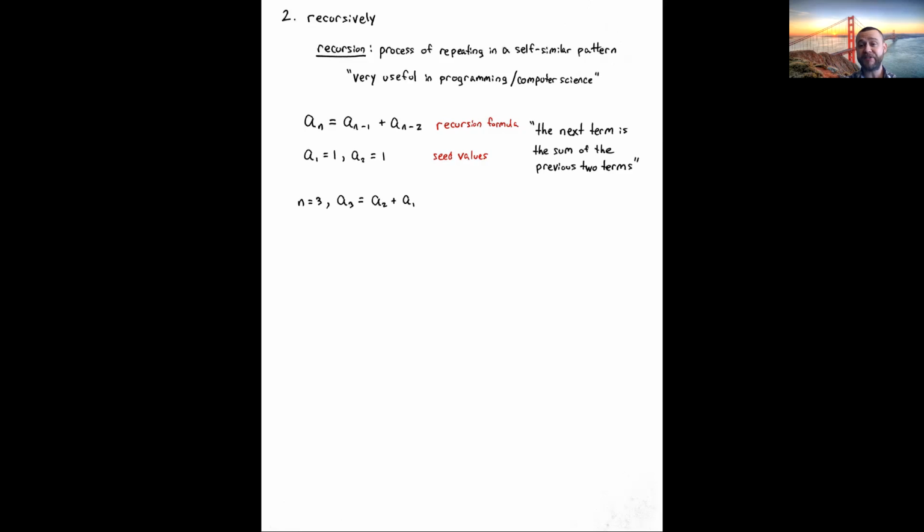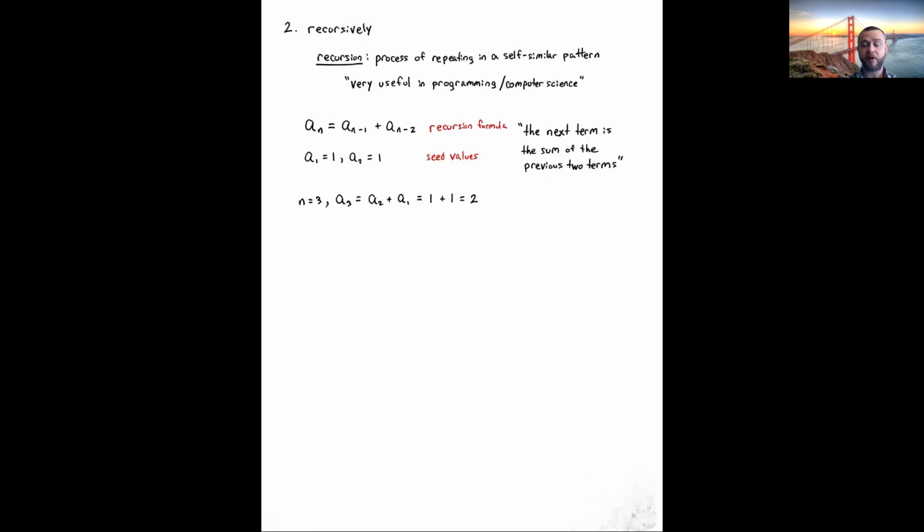Notice all the n's are in the subscripts doing the labeling, the index. Plug in n as 3, and we get A3 is A2 plus A1. And now we can plug in our values that we were given. A1 and A2 are both 1. So we should find here A sub 3 is the value 2.